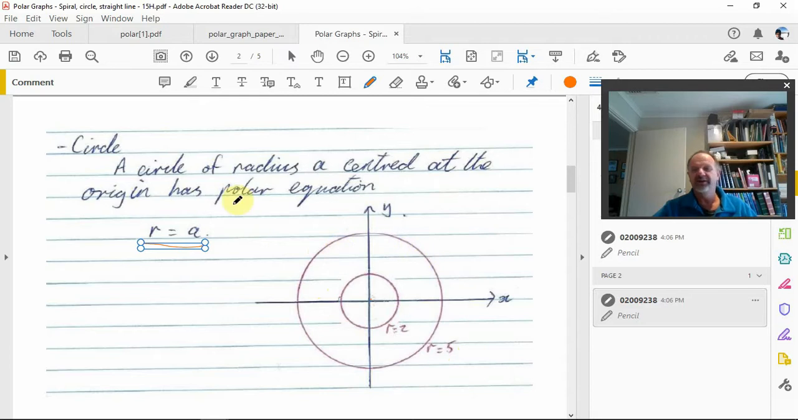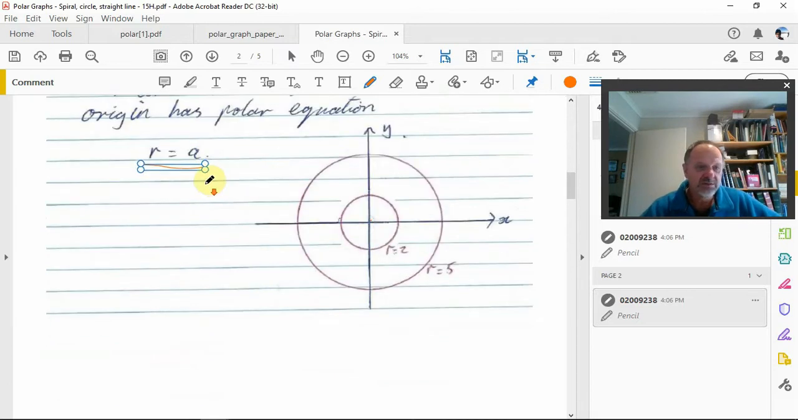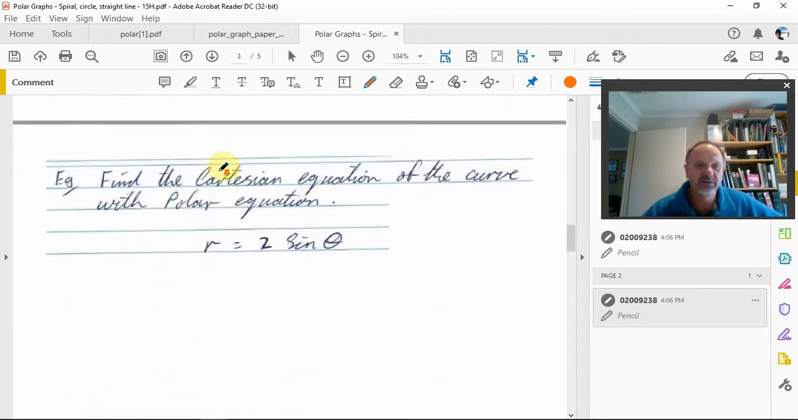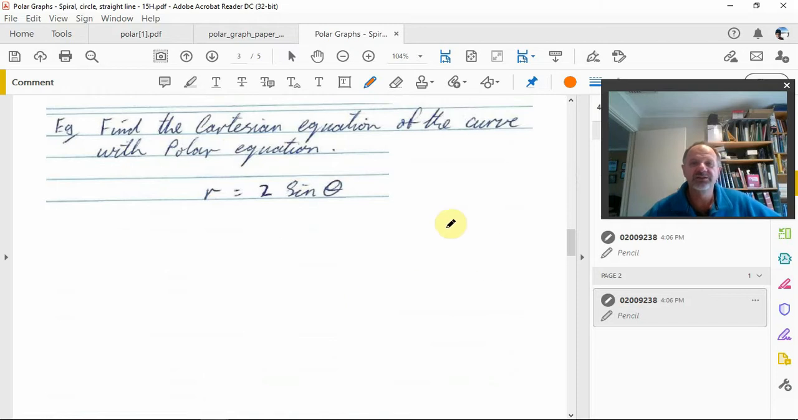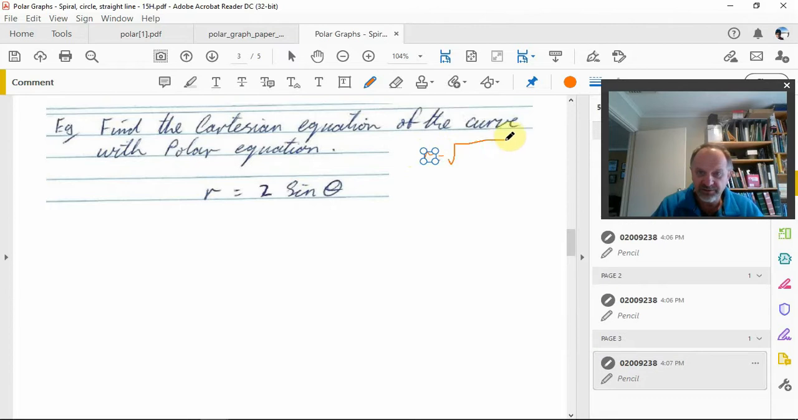All right, ones with the center elsewhere are a little bit more involved than simply that. So let's find the Cartesian equation of the curve with polar equation r equals 2 sine theta. Don't forget that r is the square root of x squared plus y squared. So that means r squared would be x squared plus y squared. Don't forget that x equals r cos theta and y equals r sine theta.